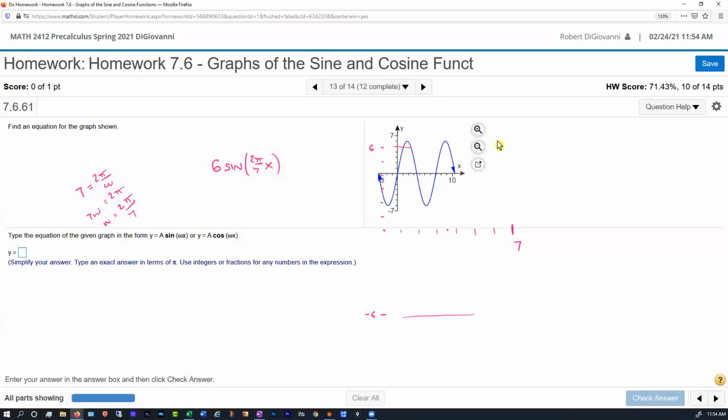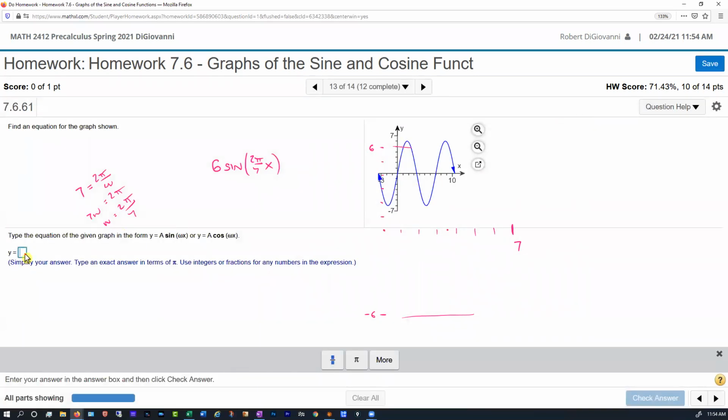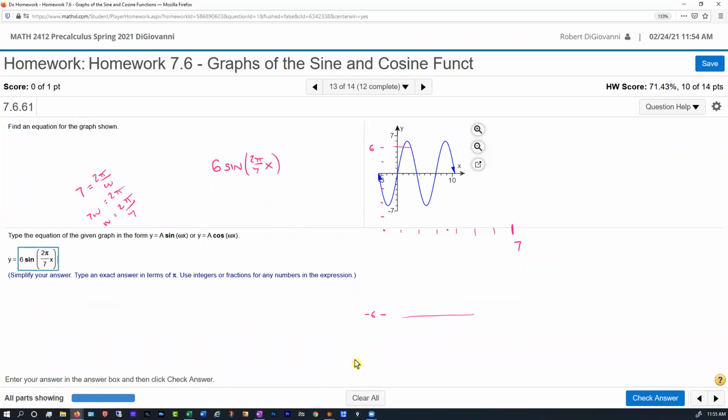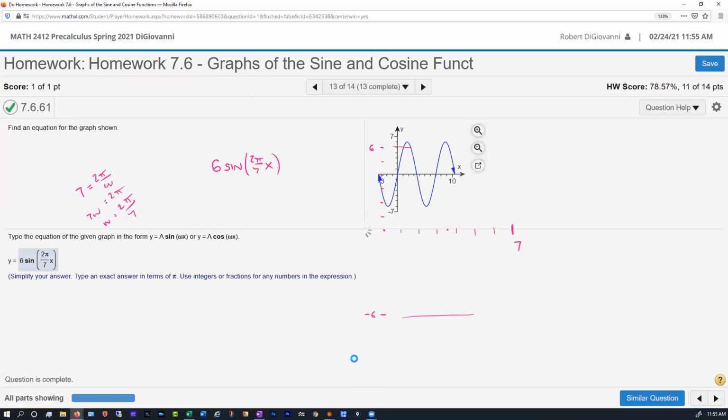Oh, I have to close this. Okay, so it's 6 sine of 2 pi over 7 x. All right, it took it. Good.